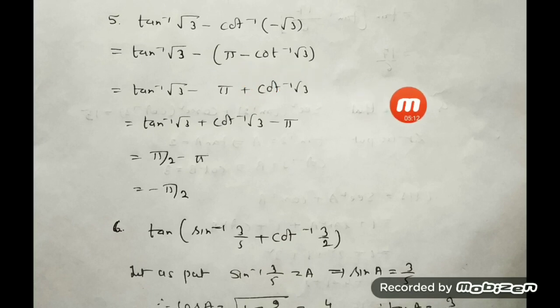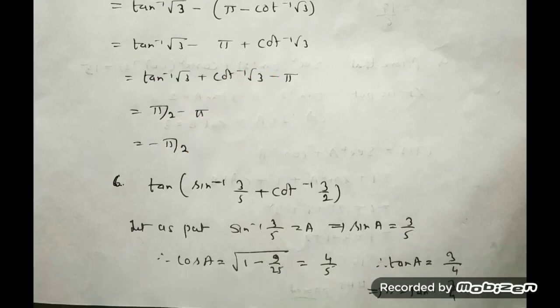Because you know the formula, cot inverse of minus x is what? Pi minus cot inverse of x. Then open the bracket, this is minus, it becomes positive. Take this together: tan inverse root 3 minus cot inverse root 3 is pi by 3 minus pi by 6, pi by 2 minus pi, this is pi by 2. So the calculated value is minus pi by 2.